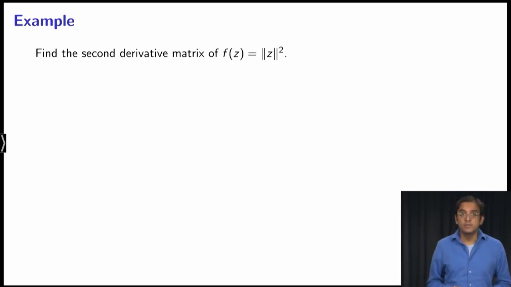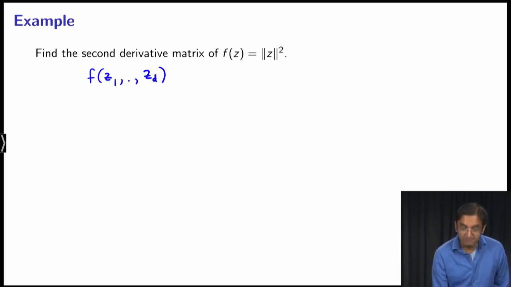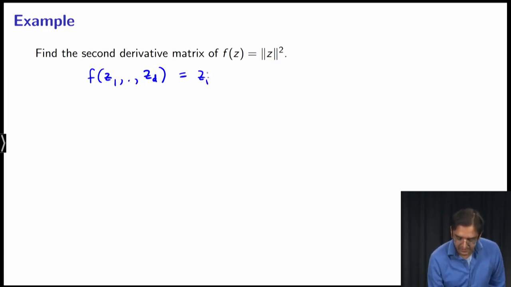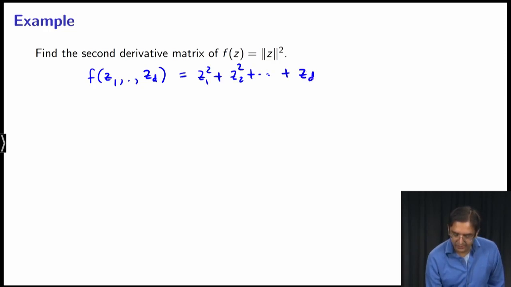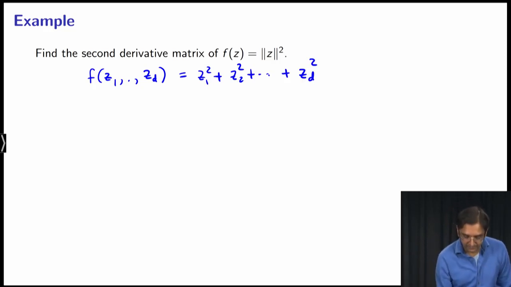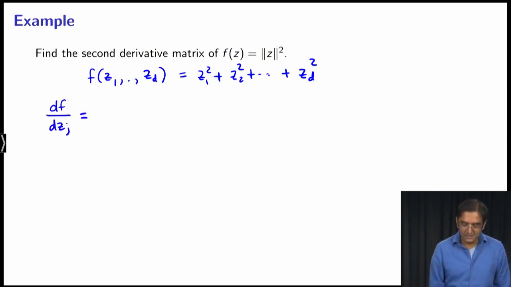Let's work this out in a specific example. Here we have a function of d variables, so let's write it out in full: a function of z1 to zd, and the function is just the length of z squared. So it's z1 squared plus z2 squared plus all the way to zd squared. Let's compute the second derivatives of this function. First, the derivative with respect to zj. Well, zj is only in one of those terms, zj squared, so the first derivative is 2zj.